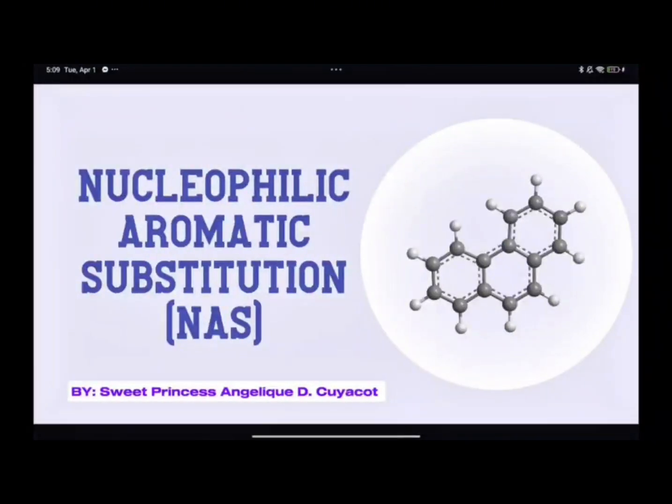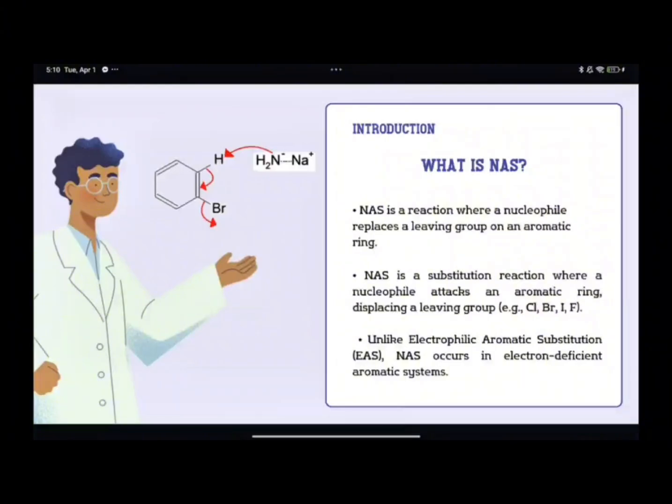Good day everyone. Today I will be presenting a report on nucleophilic aromatic substitution, or NAS. So what is NAS? Nucleophilic aromatic substitution is a reaction where a nucleophile replaces a leaving group in an aromatic ring. Unlike electrophilic aromatic substitution, which involves an electrophile attacking an electron-rich system, NAS occurs when the ring is electron deficient, making it more susceptible to nucleophilic attack.